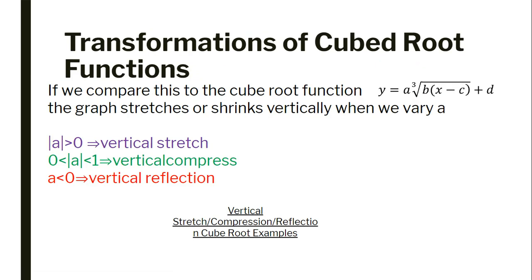Now let's take a look at transformations of the cube root function. Again, with a, if it's greater than 1, it's a vertical stretch. If it's between 0 and 1, it's a vertical compression. And if it's less than 0, in other words, if it's negative, it is a vertical reflection.